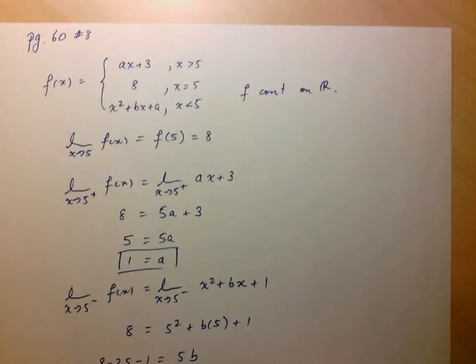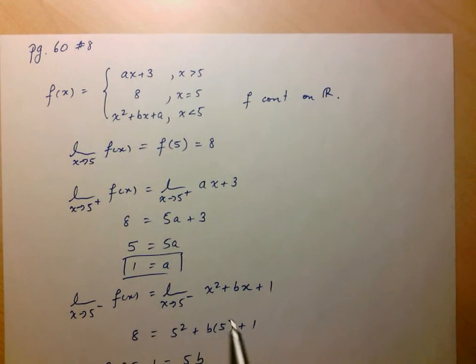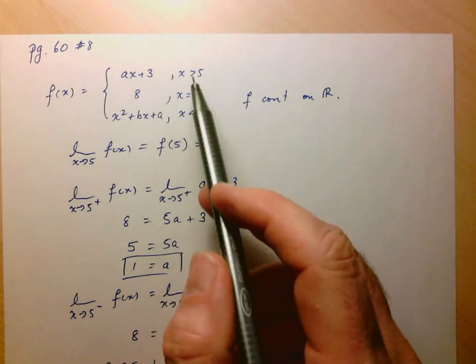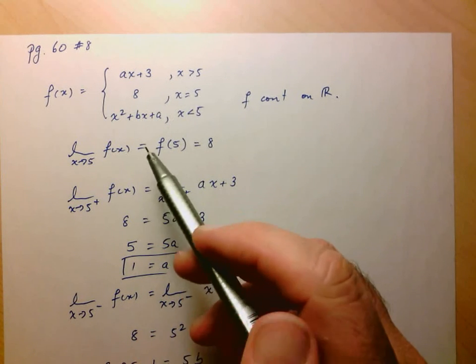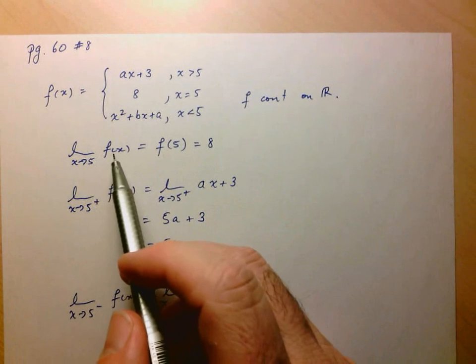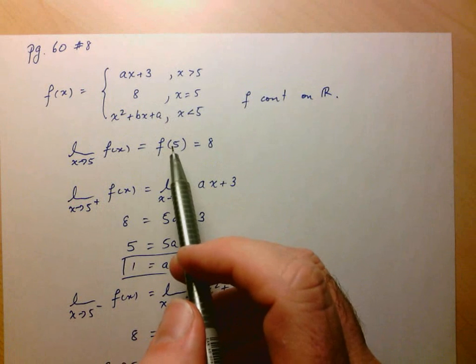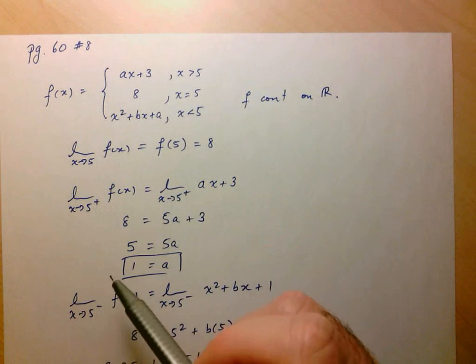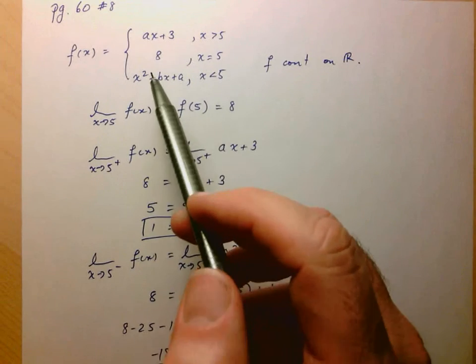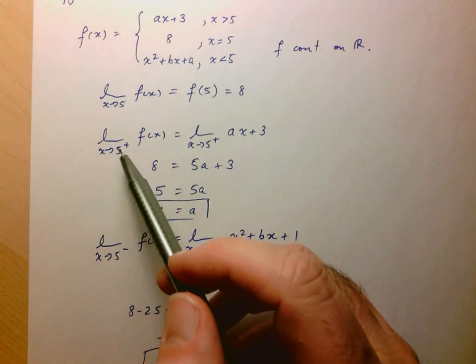So just a quick recap here. We want this function to be continuous anywhere. The only place that has an issue is at x equals 5. So I start off with the assumption that my limit as x approaches 5 has to be equal to the function value at 5. And because it's defined differently on either side of 5, that's why I needed to use both right-handed and left-handed limits.